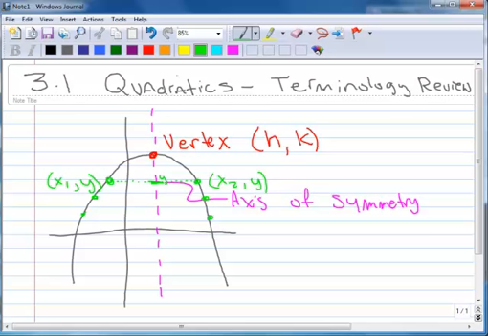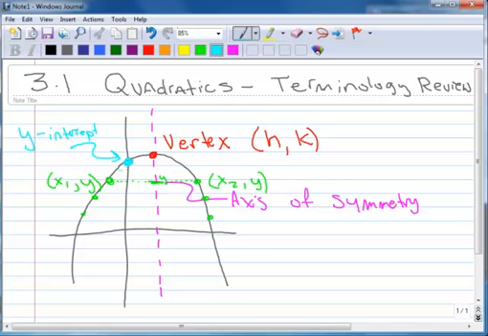The y-intercept, let's identify that. Here's our y-axis. So there's our y-intercept, and that's the point at which the parabola crosses the y-axis.